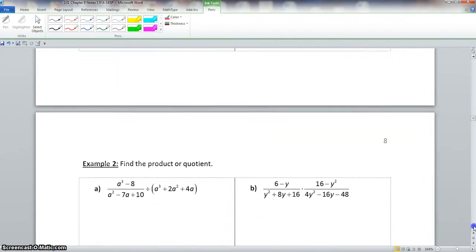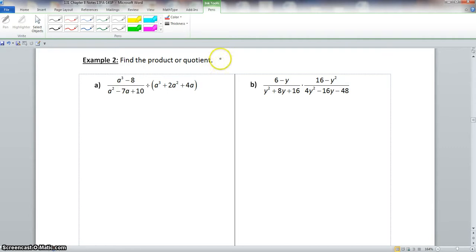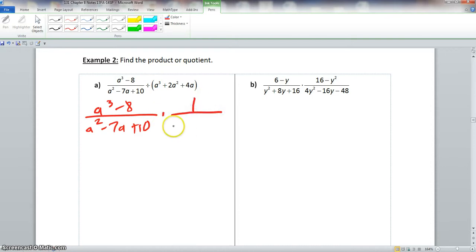We have example 2. It says find the product of quotient. We have a cubed minus 8 all over a squared minus 7a plus 10, and then we're going to divide a cubed plus 2a squared plus 4a. Okay, first things first. Let's change this division to multiplication. So we have a cubed minus 8 all over a squared minus 7a plus 10. Change division to multiplication, and it'll be 1 over a cubed plus 2a squared plus 4a.